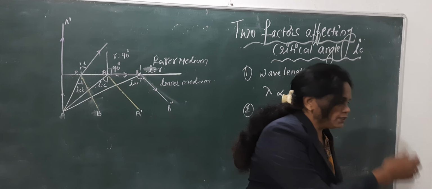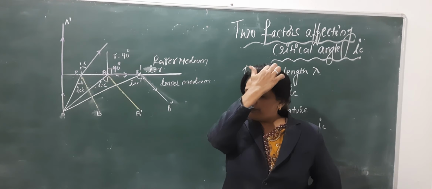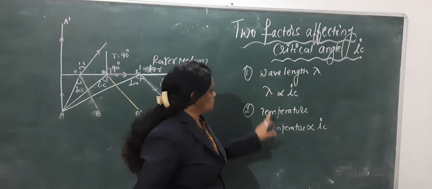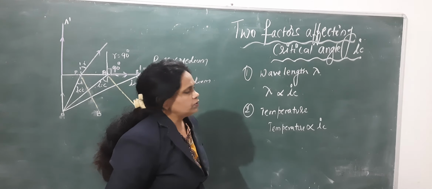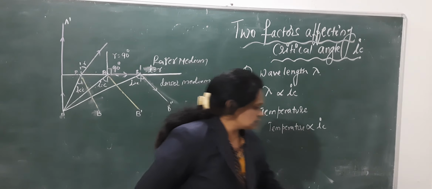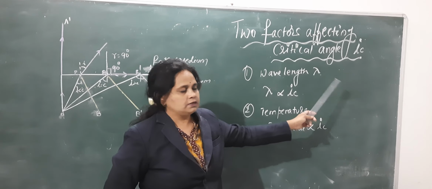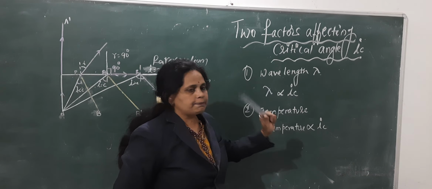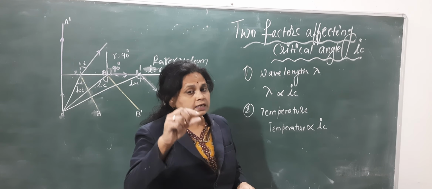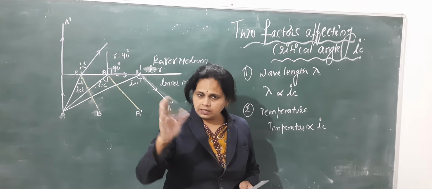So now it's your duty to know what are the factors which affect the critical angle. There are only two factors which affect the critical angle, and both of them are directly proportional. The first one is wavelength, or color, as we say. Wavelength is directly proportional to critical angle. As the wavelength goes on increasing in the pair of mediums, the critical angle of that pair also goes on increasing.